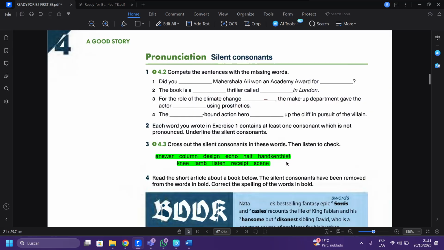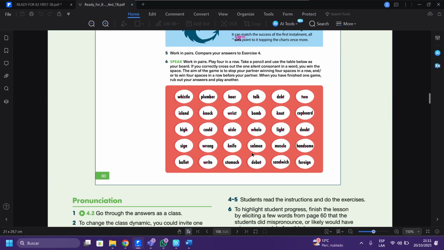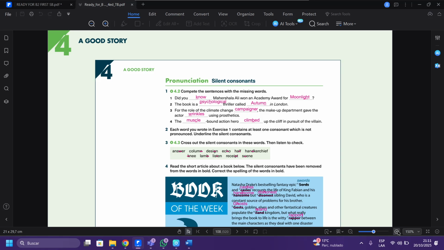Okay, the first word, answer, the silent consonant is the letter W, right? In column, the next one, the silent consonant is the letter N, right? I'm going to show you here. Yes, here it is.